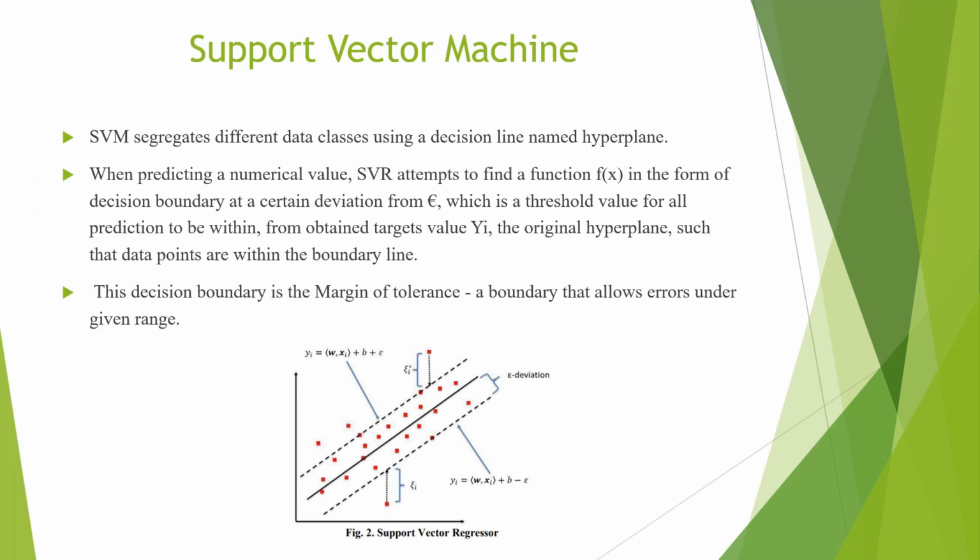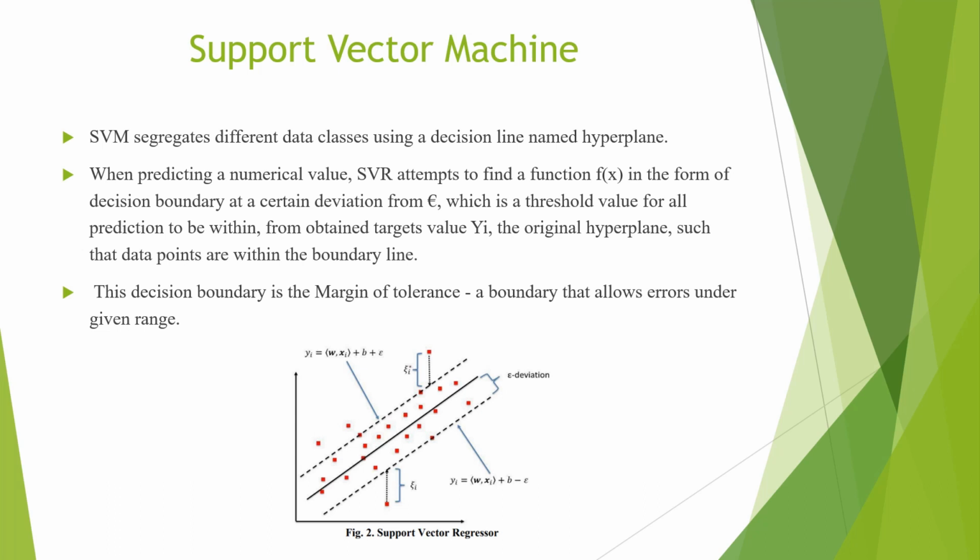Support vector machine is one of the most popular supervised learning algorithms, which is used for classification as well as regression problems. The goal of a support vector machine algorithm is to create the best line or decision boundary that can segregate n-dimensional spaces into classes so that we can easily put the new data point in the correct category in future. This best decision boundary line is called a hyperplane.